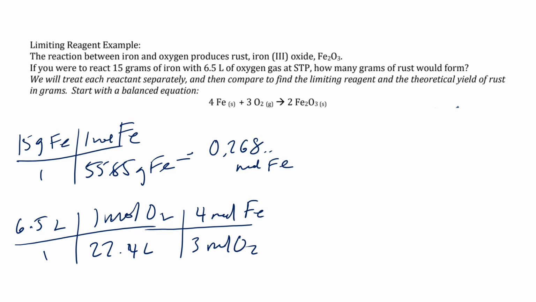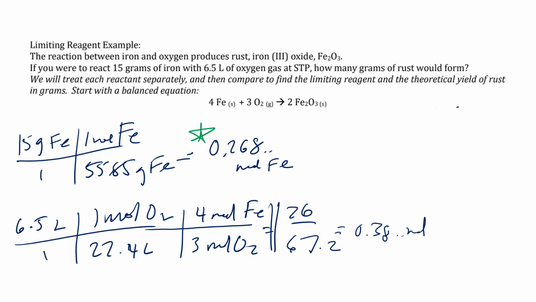6.5 times 4, so I have 26 on top. 22.4 times 3 on the bottom. 26 divided by 67.2, I have 0.38 whatever moles. This means my iron is technically my limiting reactant or limiting reagent. So I need to convert that. So I'm going to use this up here to convert over to grams of rust.